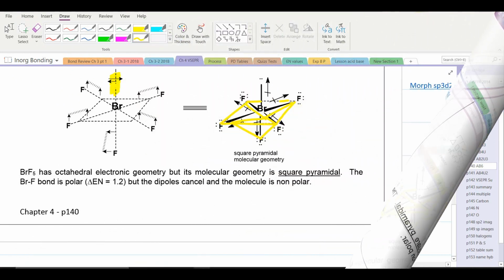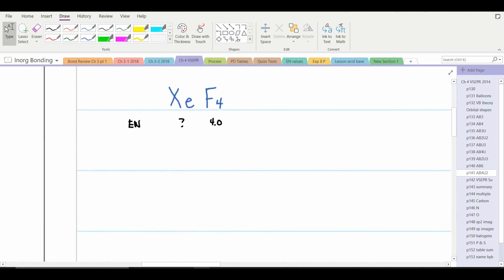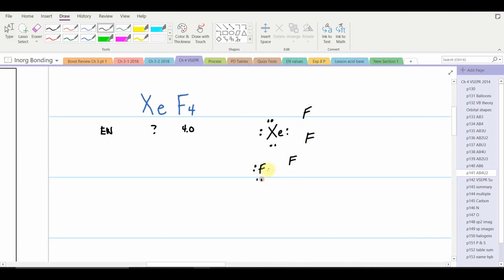Page 141, please. Page 141, the last type of compound that we can draw with 6 electron clouds, AB4U2. An example would be xenon tetrafluoride. Let's start by drawing its structure. Xenon is in group 8A. It's a noble gas. Don't leave any unpaired electrons, right? Unpaired electrons don't remain in bonded structures. They're too unstable. You'll learn more about that later.